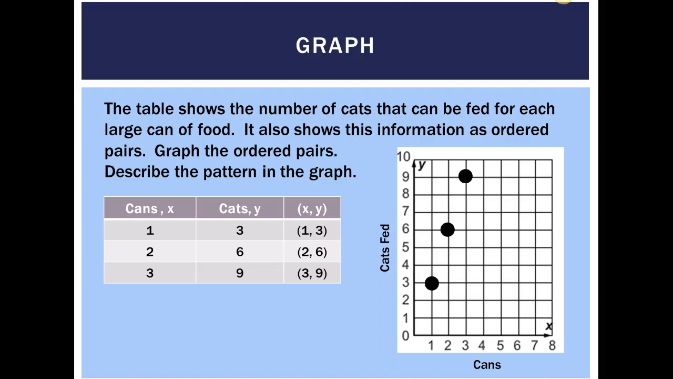As you can see, it looks like if we connected the dots, the graph would form a straight line. Because this is actually a linear function, something we'll study later in the year, the dots should line up. If you're graphing one of these tables and the dots don't look like they're going to line up, then that's a clue that you've made a mistake in graphing. Next, we should describe the pattern in the graph. The graph shows that every can of food will feed 3 cats.